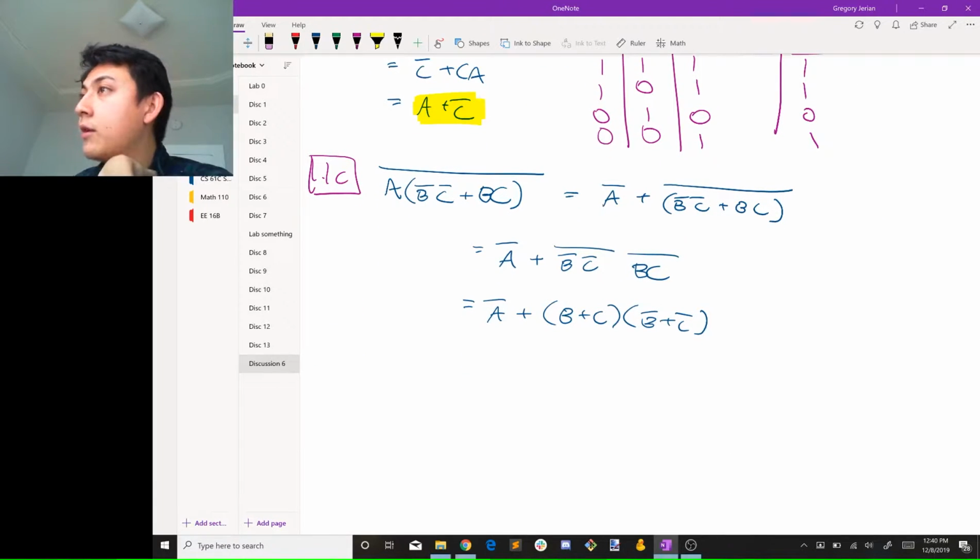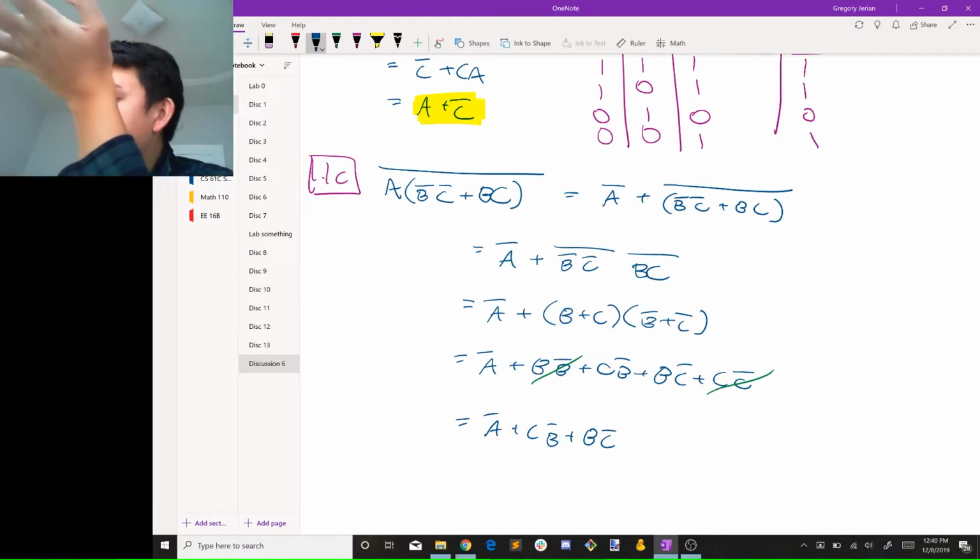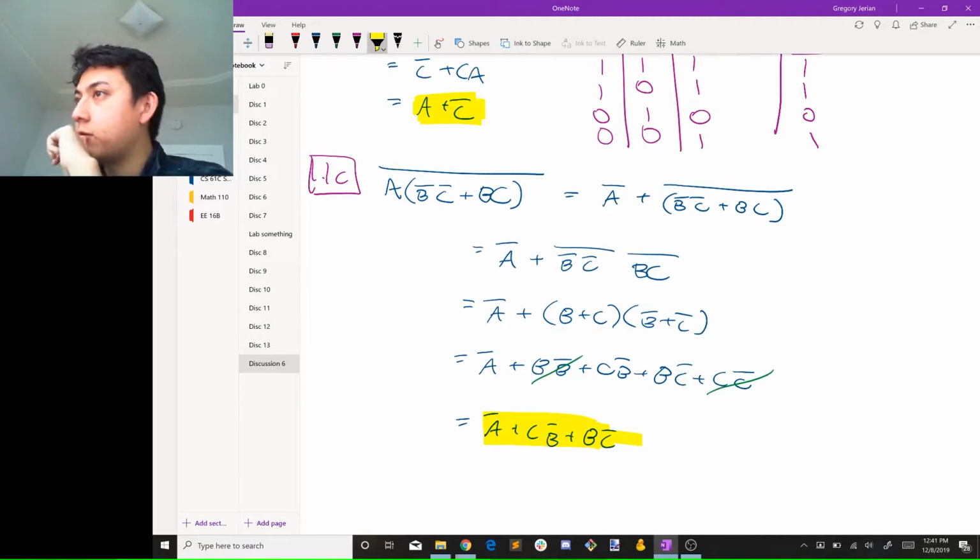And now that we're here, we can FOIL it out again, right? We get not A, or B and not B, or C and not B, or B and not C, or C and not C. We know that these two go to 0, right? So these two go to 0, and so we're left with not A, or C and not B, or B and not C. Now we could try using the uniting theorem, but it's a little bit off, and you can't actually do anything with the uniting theorem. So this is our final answer. Okay, cool. So now we know how to repeatedly use De Morgan's law.